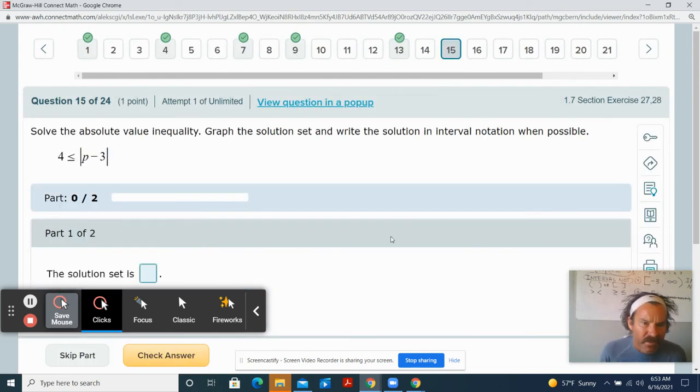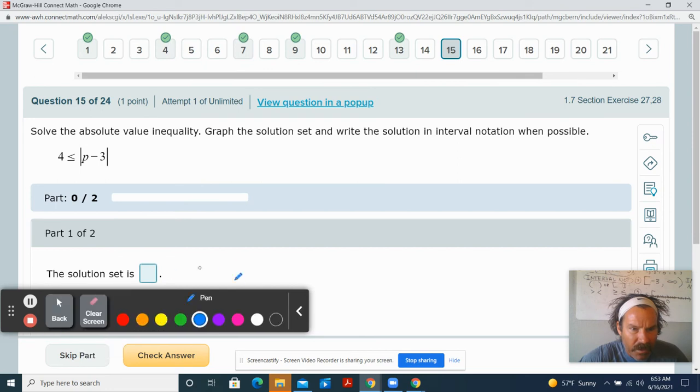All right, so this one here is kind of turned around. The absolute value is on the right-hand side instead of the left-hand side. And I talked a little bit about this on yesterday's mini videos. I want to turn these around. I want to put the absolute value on the left-hand side. It works a lot better. So I'm going to rewrite this absolute value P-3.